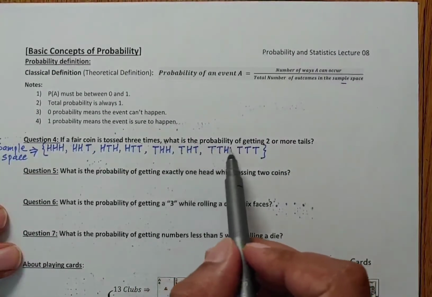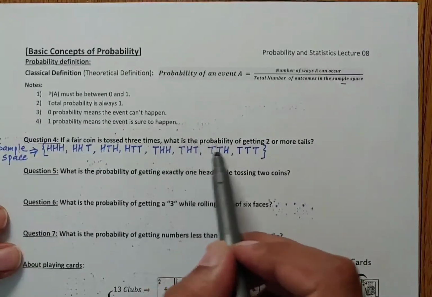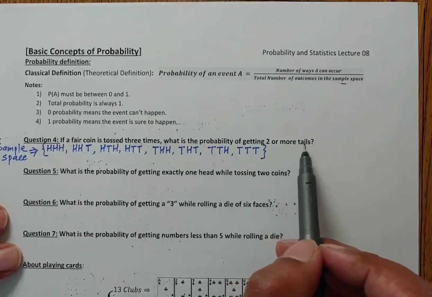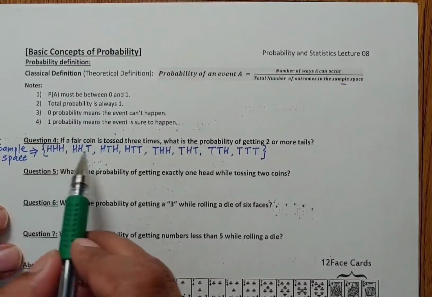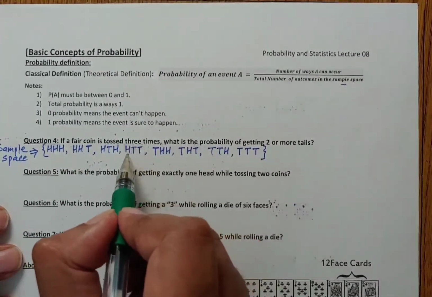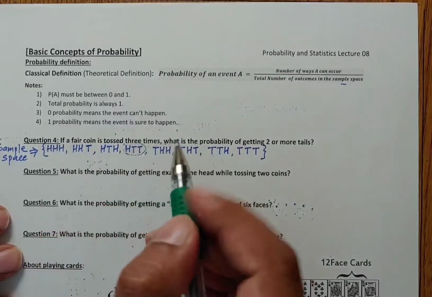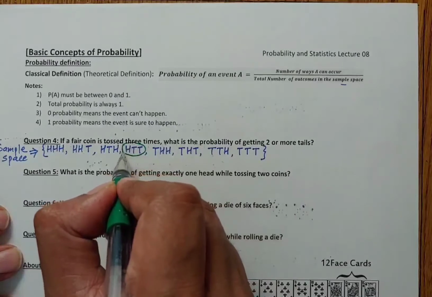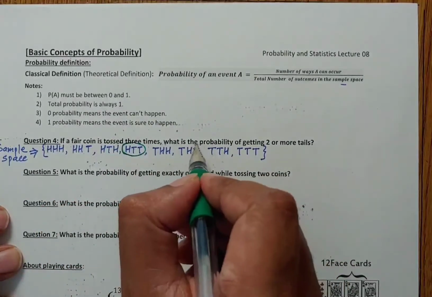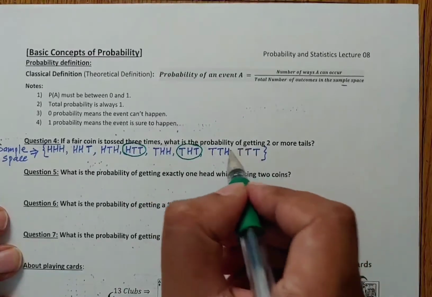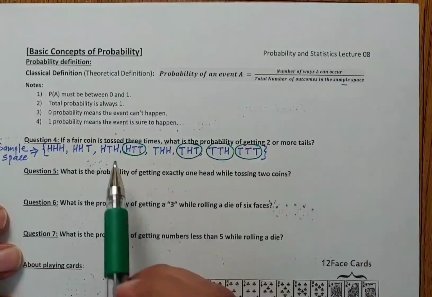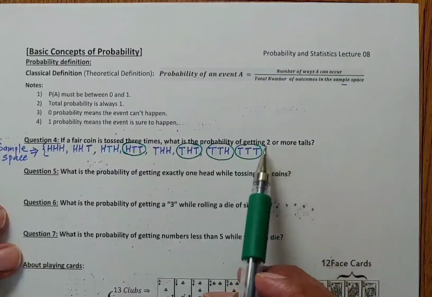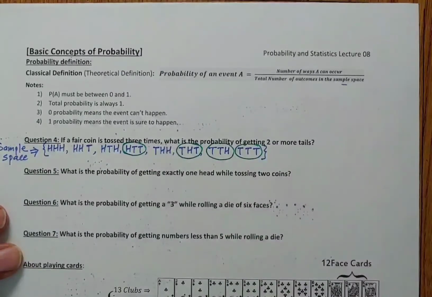Now, what is the probability? The question is, what is the probability of getting 2 or more tails? Now you choose how many are 2 or more tails. This is not 2 or more tails. This is not 2 or more tails. This is 2 tails, so this is 2 or more tails. This is 1. This is 2 or more tails. And this is 2 or more tails. So how many cases do we get for 2 or more tails? We get 4.